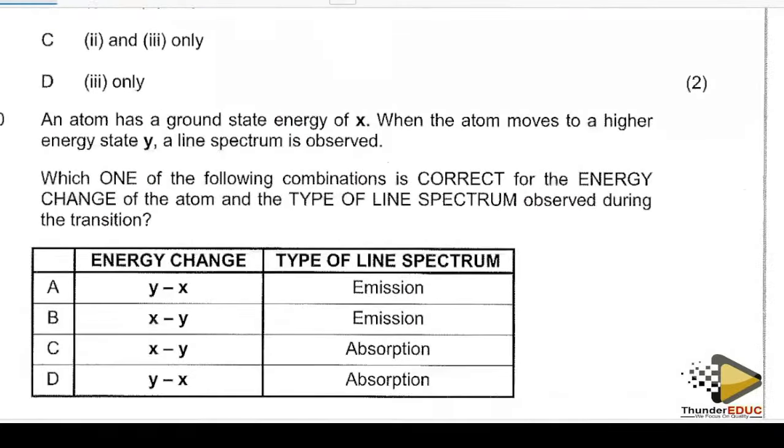Then 1.10. An atom has a ground state energy, that is X. When the atom moves to a higher energy state, which is Y, a line spectrum is observed. So one thing we know is that when atoms move, we're saying the energy at ground is X and the energy at the higher state level is Y.